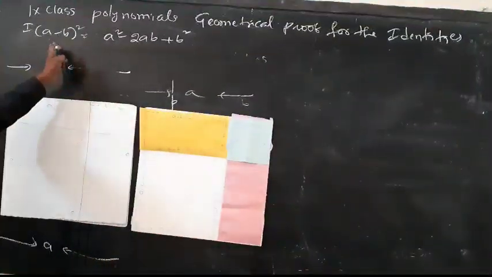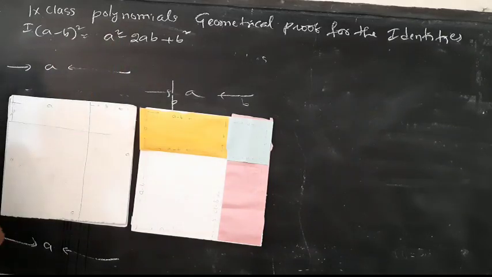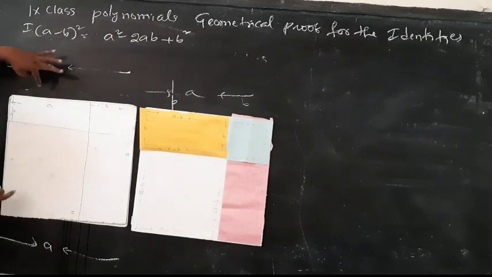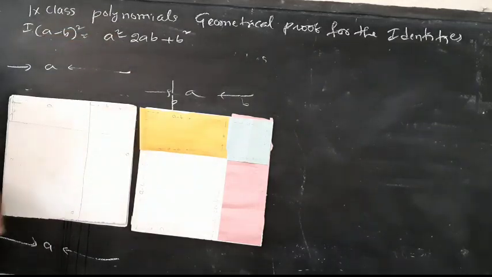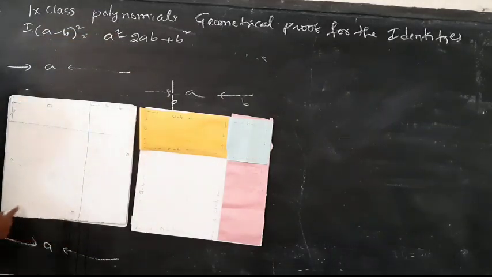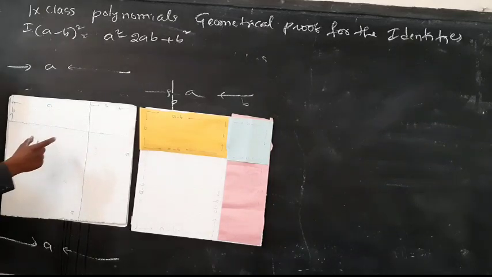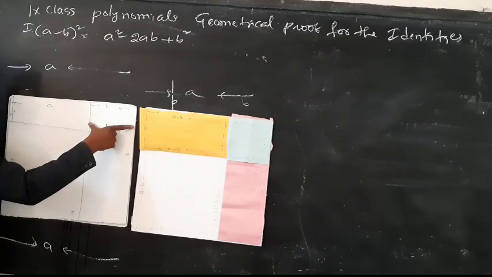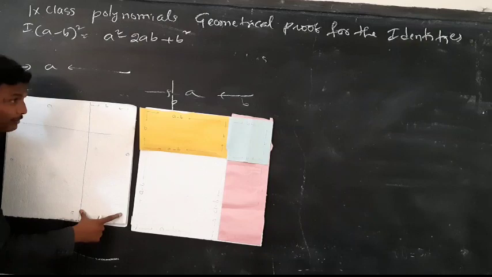First identity: (a minus b) whole square is equal to a square minus 2ab plus b square. To prove that identity, I am taking one square with a units. So this is the square with a units. From this square, I cut the length, I cut one part, which is b units.